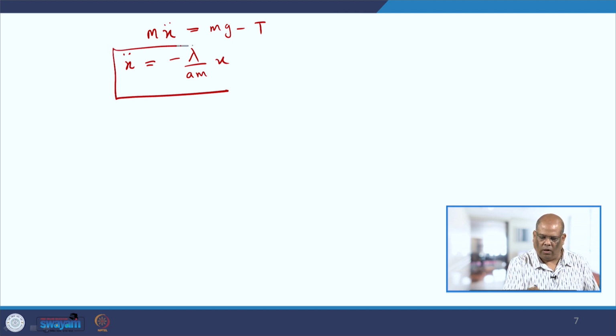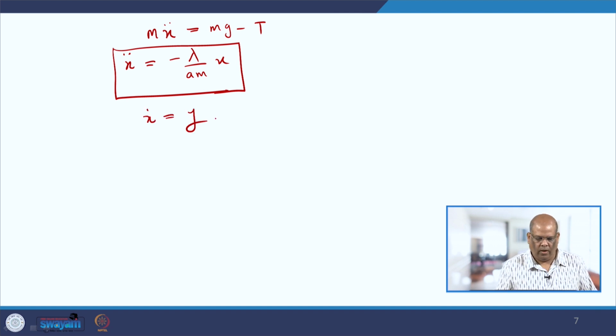Now, we have to solve this equation numerically. As you can see, it is a second order differential equation. So, what we do is we make it a system of first order differential equations. And how to do that? You put x dot equal to a variable y, and then y dot, which becomes x double dot, because the dot means you are differentiating with respect to time. So, y dot will be equal to minus lambda by am into x.